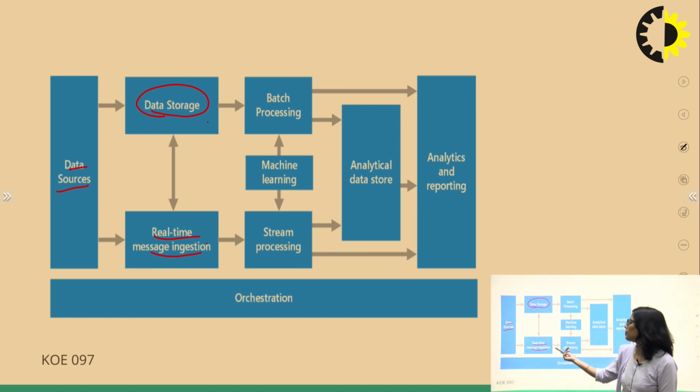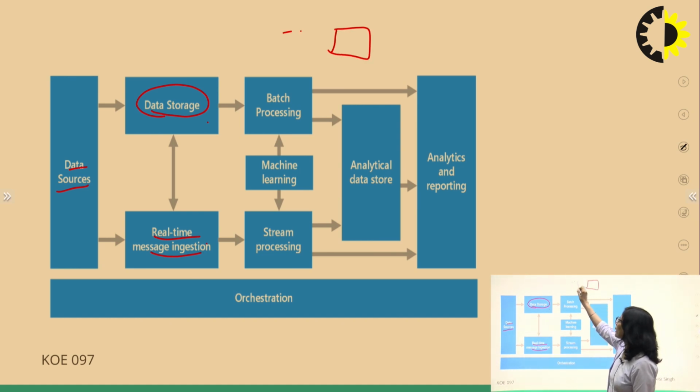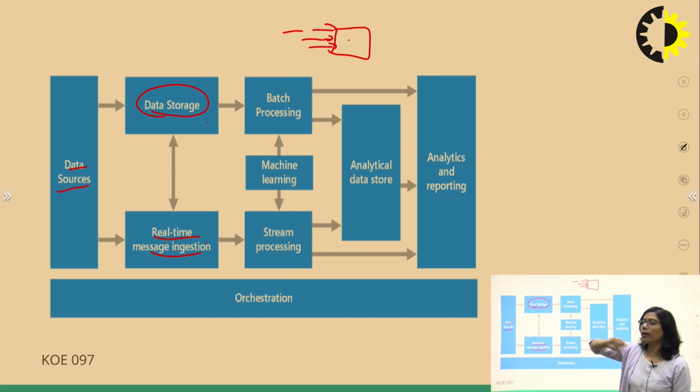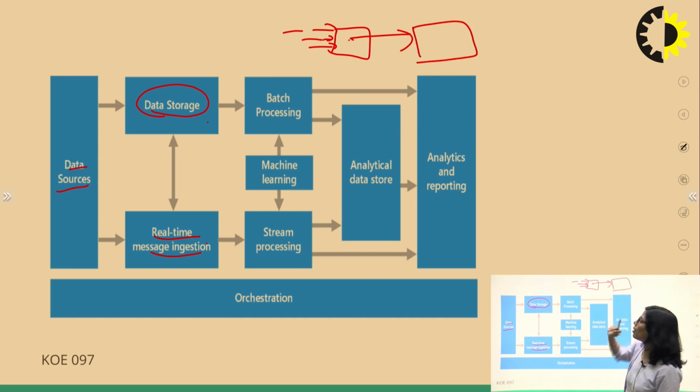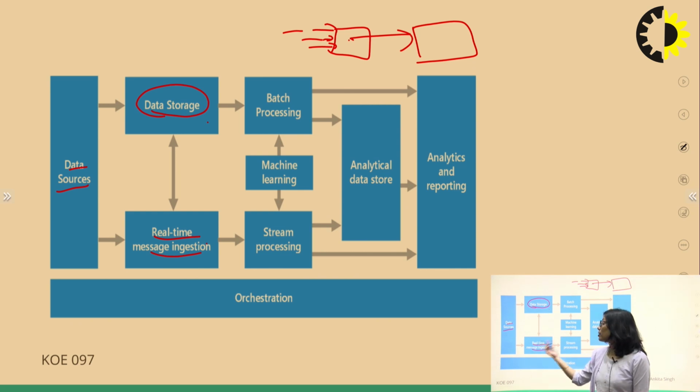In that way, it means that we are storing the data in an intermediate folder, and the data keeps on coming to that folder, and from that folder, we are using it to store in a different data store. So, that is your real-time message ingestion.